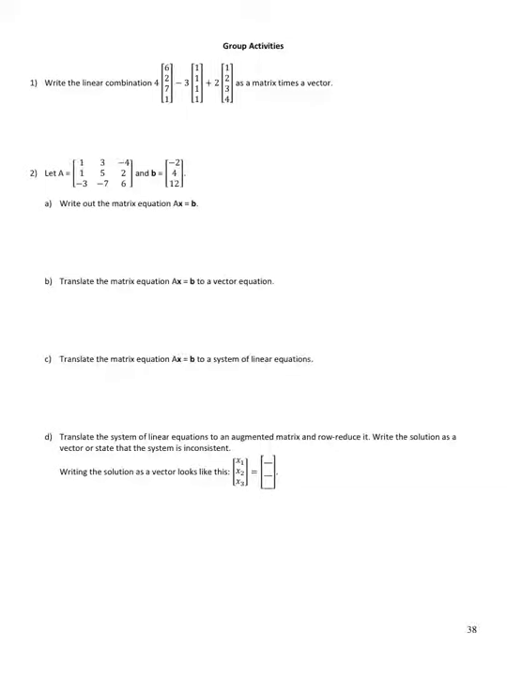These are the Math 205 Lesson 5 class activities. Write the linear combination as a matrix times a vector. Okay, so my matrix is going to be putting those three vectors into a matrix together. So it's going to be 6, 2, 7, 1, 1, 1, 1, 1, and 1, 2, 3, 4. And then I'm going to multiply by a vector holding the weights. So my weights are 4, -3, and 2.